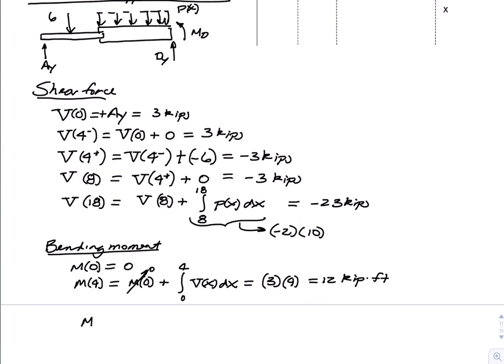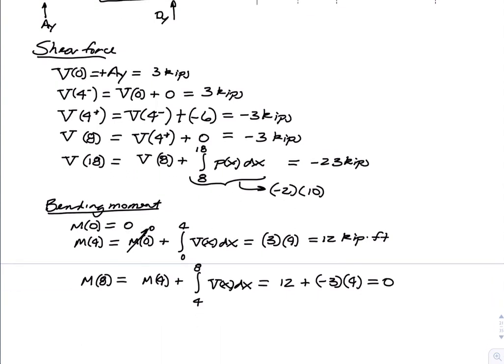If I want to know what the bending moment is there at 8, I take what it is at 4, and then the integral from 4 to 8 of V of x dx. Well, we saw M at 4 was a 12. V of x we saw was a minus 3. It acts over a length there of 4, and it's a 0. And then finally, when I calculate the bending moment on the right hand side, that's going to be M at 8 plus the integral from 8 to 18 of V of x dx, like that.